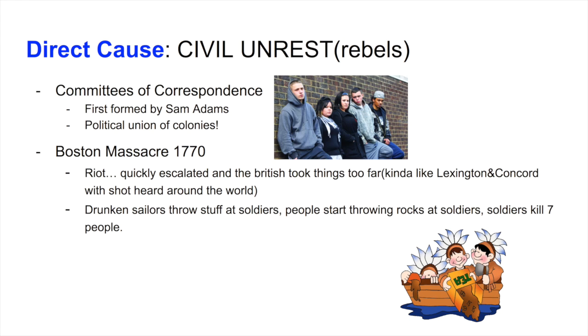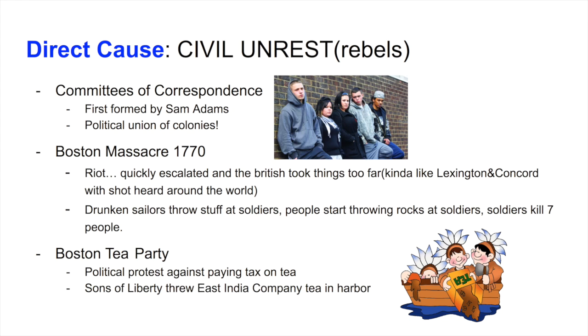So drunken sailors are throwing stuff at soldiers, and then people start throwing rocks at soldiers, and then the soldiers just kill seven people, and it was just kind of like, whoa, what? And then the political protests against paying tax on tea. That's the Boston Tea Party. And then the Sons of Liberty, they dressed up as Native Americans, and they threw the East India Company tea in the harbor.